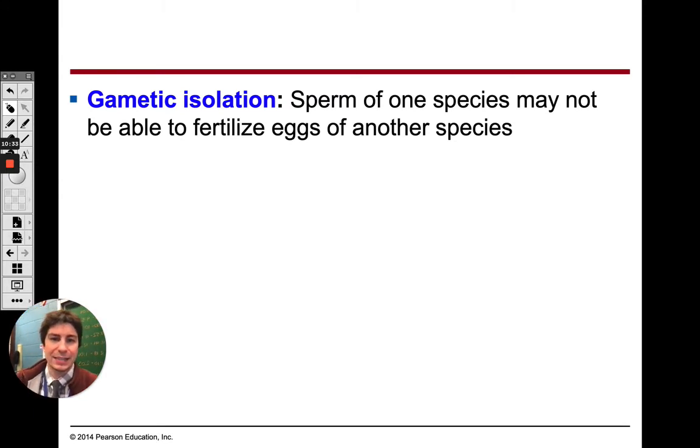Second one is gametic isolation. Sperm of one species may not be able to fertilize eggs of another species. So if you're keeping organisms apart when they are fertile, that's an example of gametic isolation. This is how they allow dogs to keep their purebred bloodline. You don't want a Rottweiler and an English bulldog together when the bulldog is fertile. They will actually separate them. If they're trying to keep the purebred bloodline, they'll separate them when they are fertile to make sure they're not reproducing.